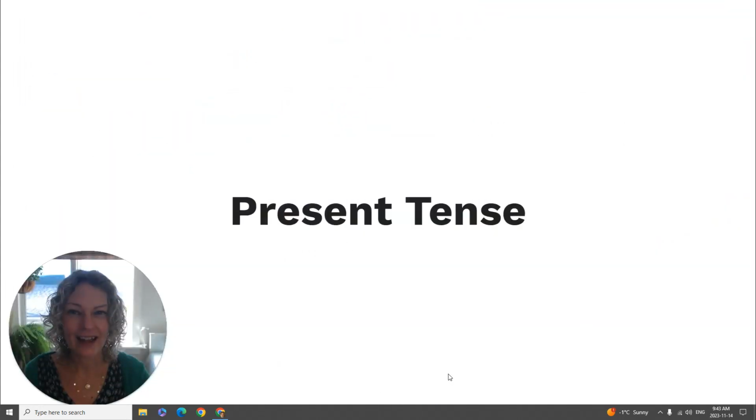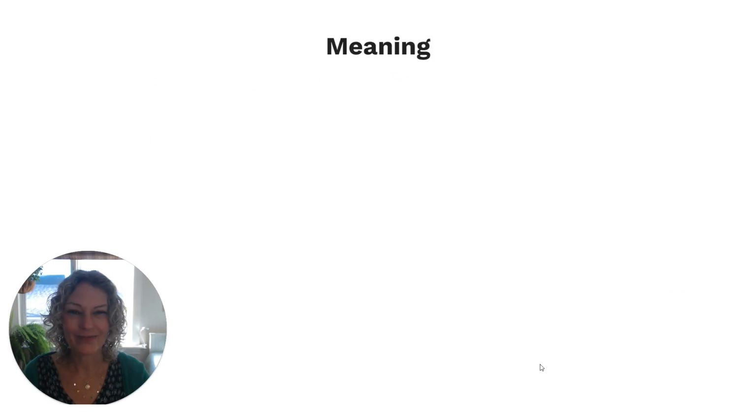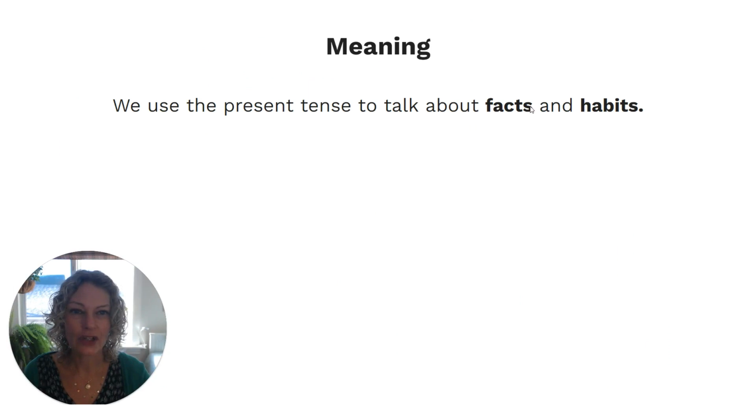In this lesson, I will talk about the present tense, which is a tense that students tend to use too often because I think it's very easy, right, to form it. But there are actually only two situations where you should use the present tense, and I'm going to talk about them right now. So, you should use the present tense to talk about facts and habits.